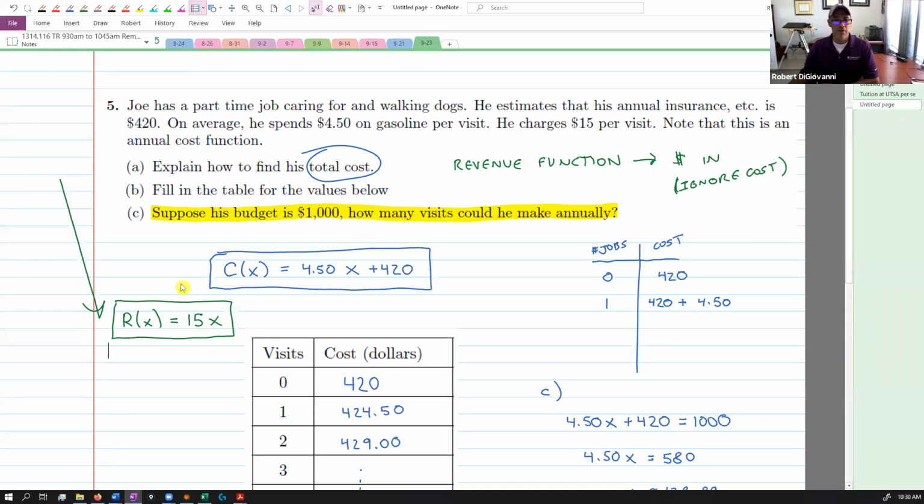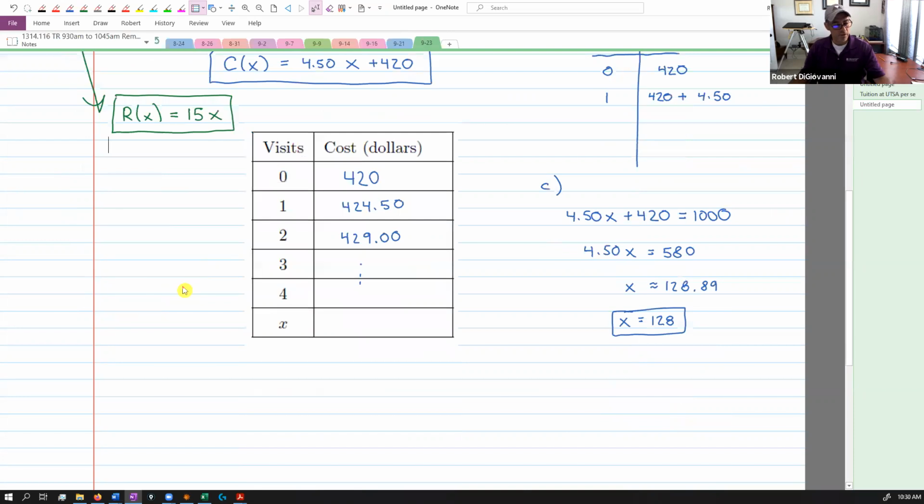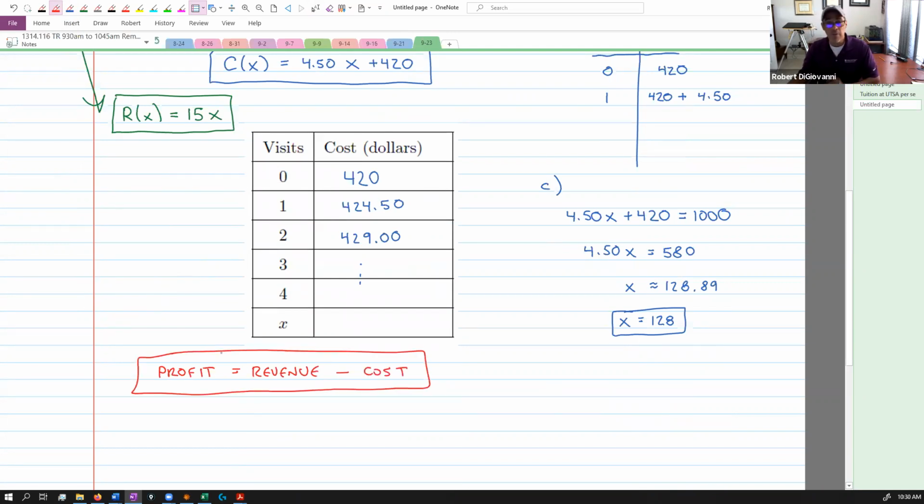Now, the most important function, which is called the profit function. The profit function is always equal to the revenue minus the cost. That's how you can determine how much money you make in this business. So we know the revenue function, don't we? 15x. We know the cost function. We wrote it down right here. So the profit function, I'm going to call it capital P of X, will be the revenue function, 15x.